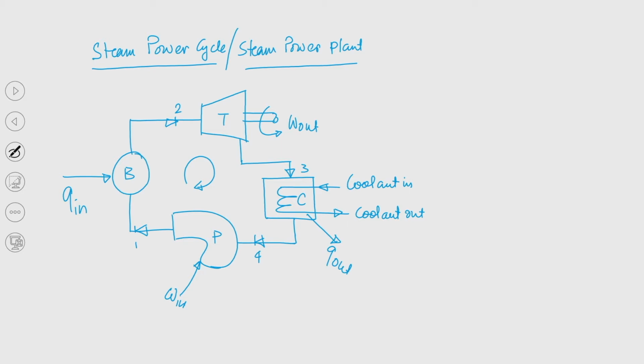So, what we can understand from here is that we are supplying some amount of energy to the circuit, and at the cost of that energy you are getting some amount of work output, but that is not equal to the energy that we have supplied. So, some part of the energy is getting rejected.